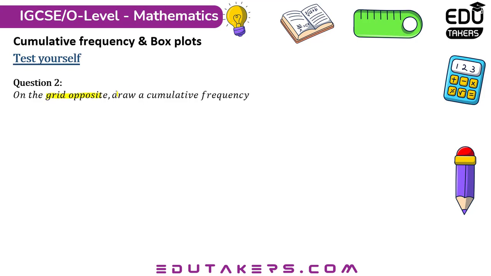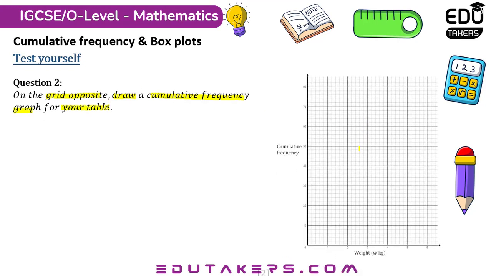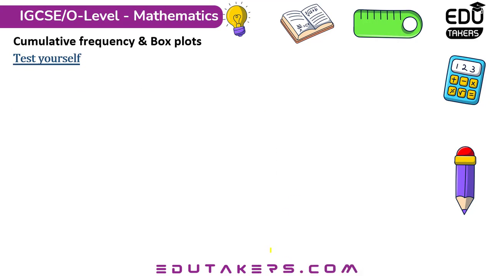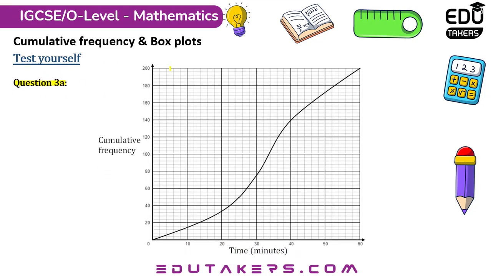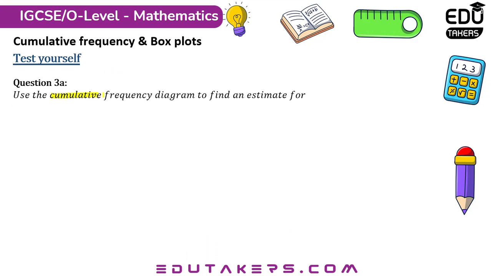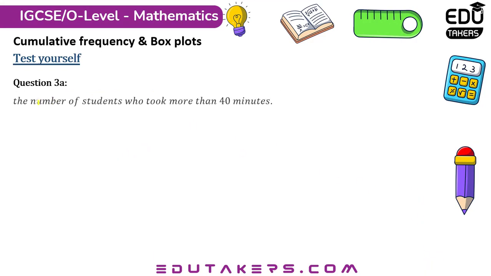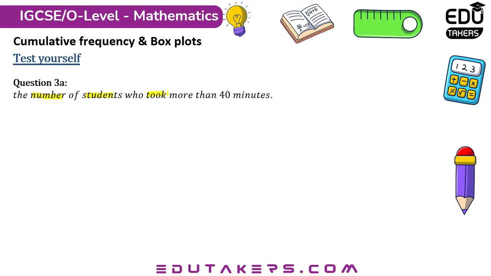On the grid opposite, draw a cumulative frequency graph for your table. It's a 2 mark question. Question number 3, part A. Use the cumulative frequency diagram to find an estimate for the median. It's a 1 mark. The interquartile range is of 2 marks. The number of students who took more than 40 minutes is of 2 marks.